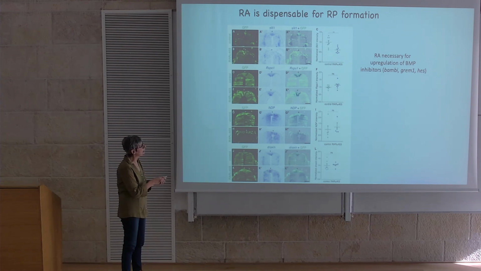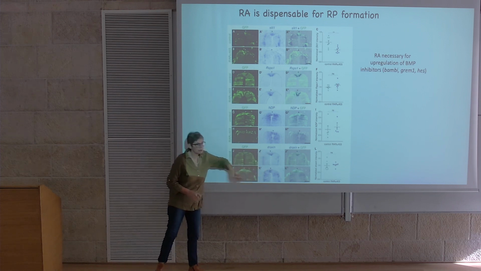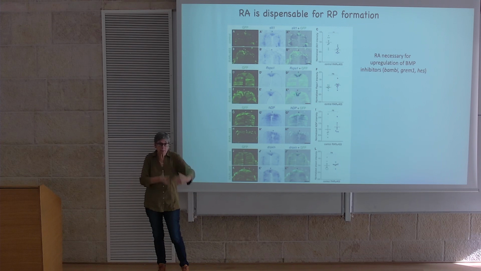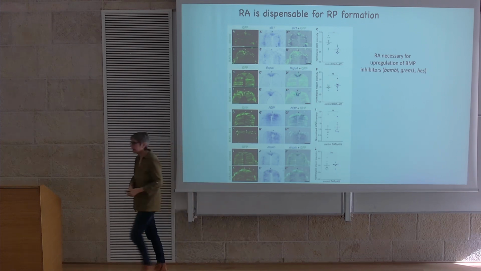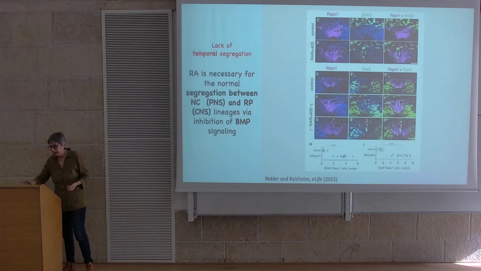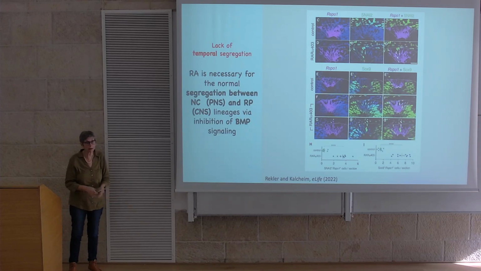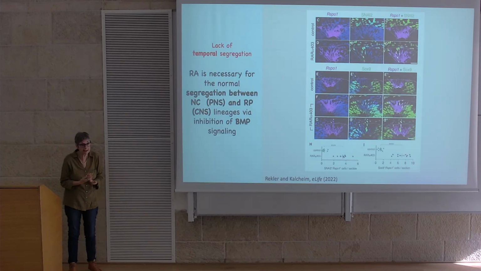LMX1A or NORI, which is NDP, both of them positive regulators of canonical Wnt signaling, they don't change. If we look at Draxin, an inhibitor of Wnt signaling, it doesn't change. So we have a roof plate in spite of not having retinoic acid. But this roof plate is not normal because it also contains crest cells, as I showed you before.